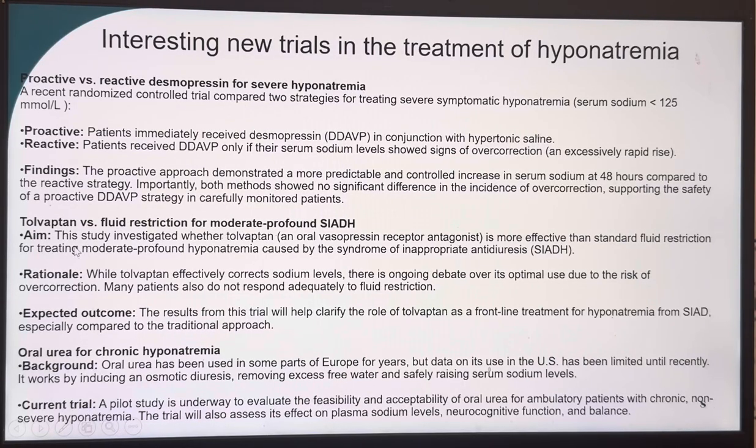And next there is one more study. The next study is tolvaptan versus fluid restriction for moderate to profound SIADH. SIADH comes under euvolemic hypotonic hyponatremia. So here we do fluid restriction and treat any underlying causes, but in this study they use tolvaptan. And what is the outcome? It says that this study will help clarify the role of tolvaptan as a frontline treatment for hyponatremia from SIADH, especially compared to the traditional approach. That's interesting. The next study is oral urea for chronic hyponatremia.